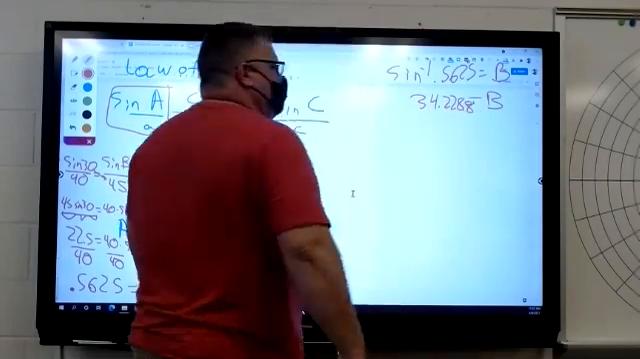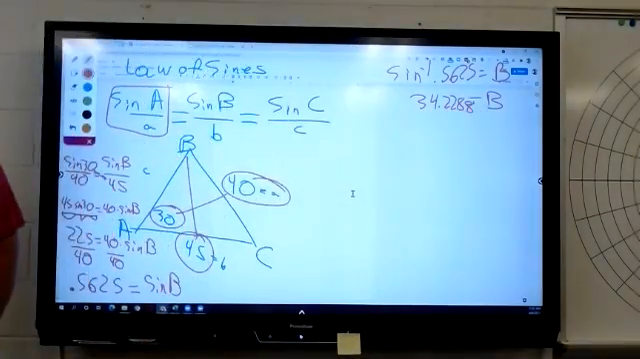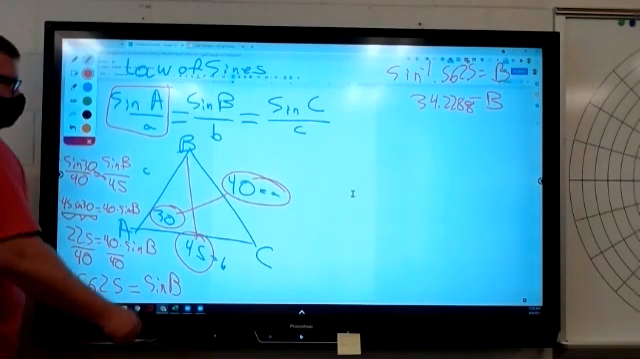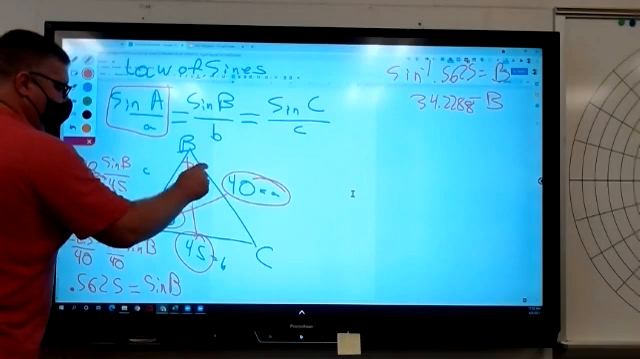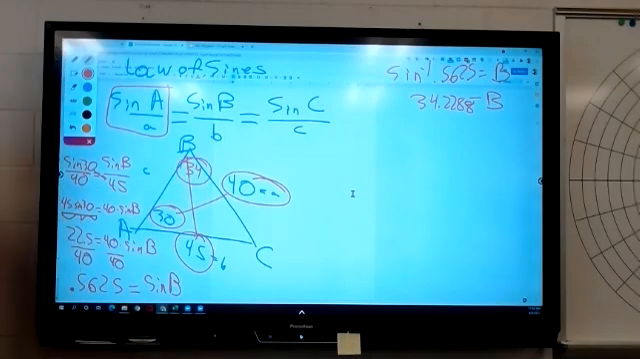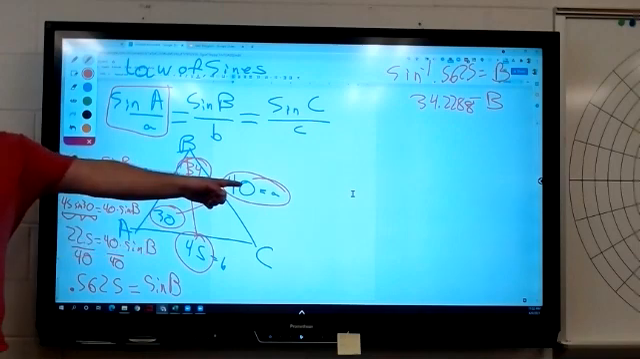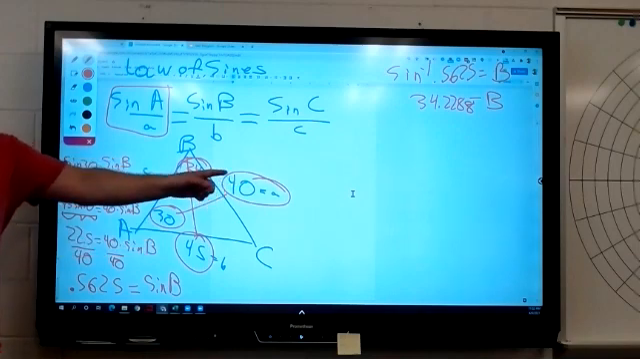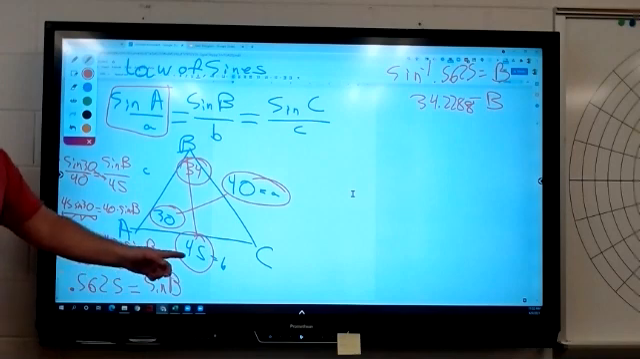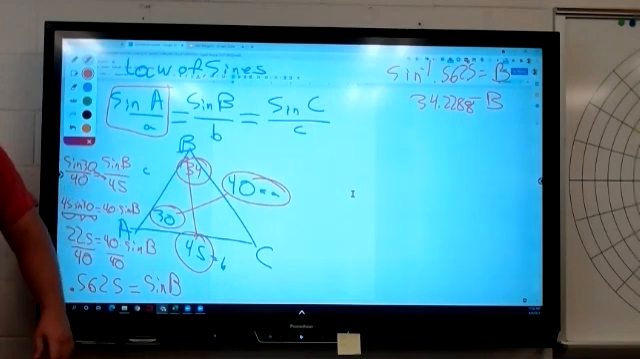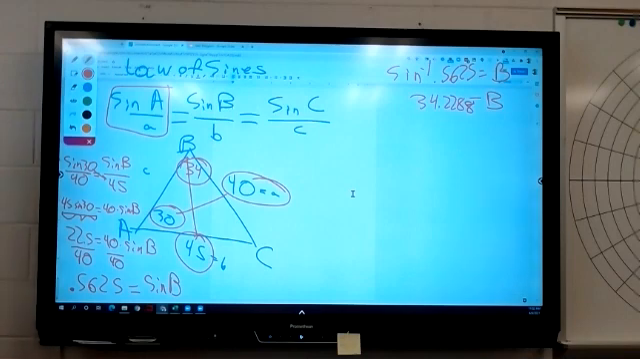34.228. Okay, and if I were to round it to the nearest degree, what would it be? 34 degrees. Okay, now let's think about this a little bit. If 30 degrees went with a side of 40 feet, wouldn't it make sense that a side of 45 feet, which is a little bit longer, would go with an angle that's just a little bit bigger? Wouldn't that make sense? Okay.